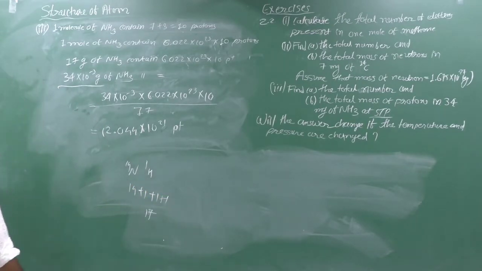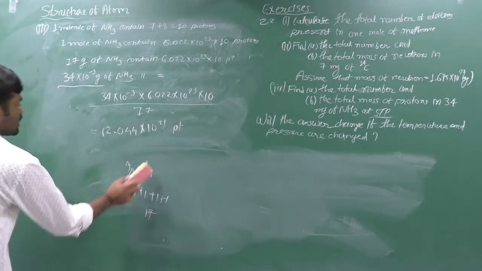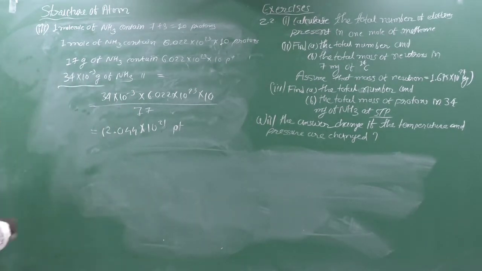It is the molecular weight of ammonia. Clear? So it is the total number of protons present in 34 milligram of ammonia.